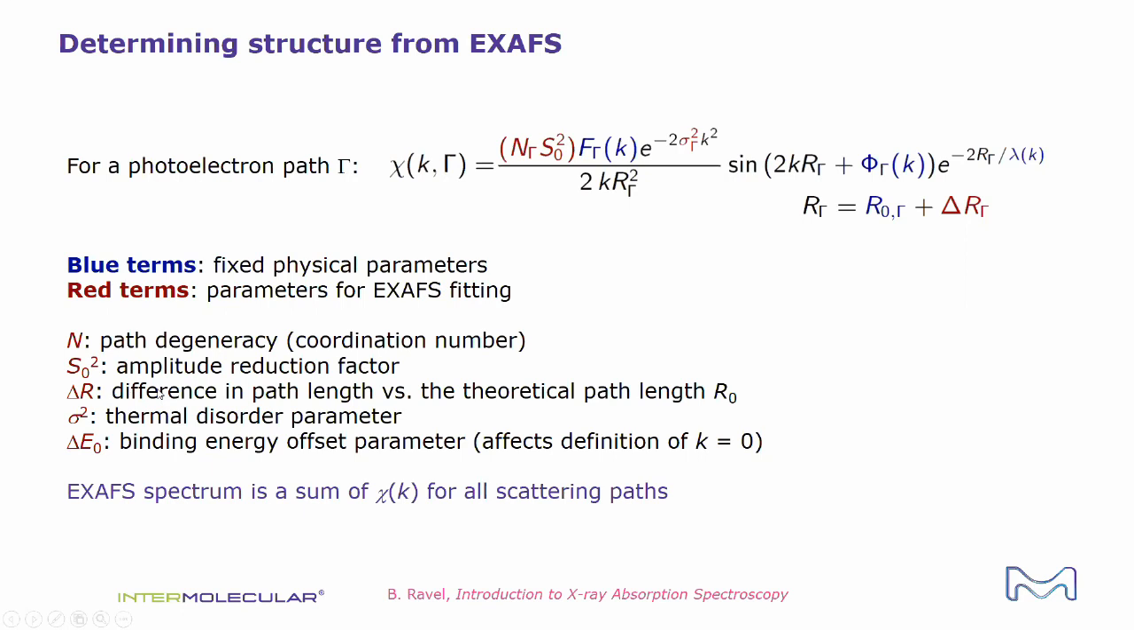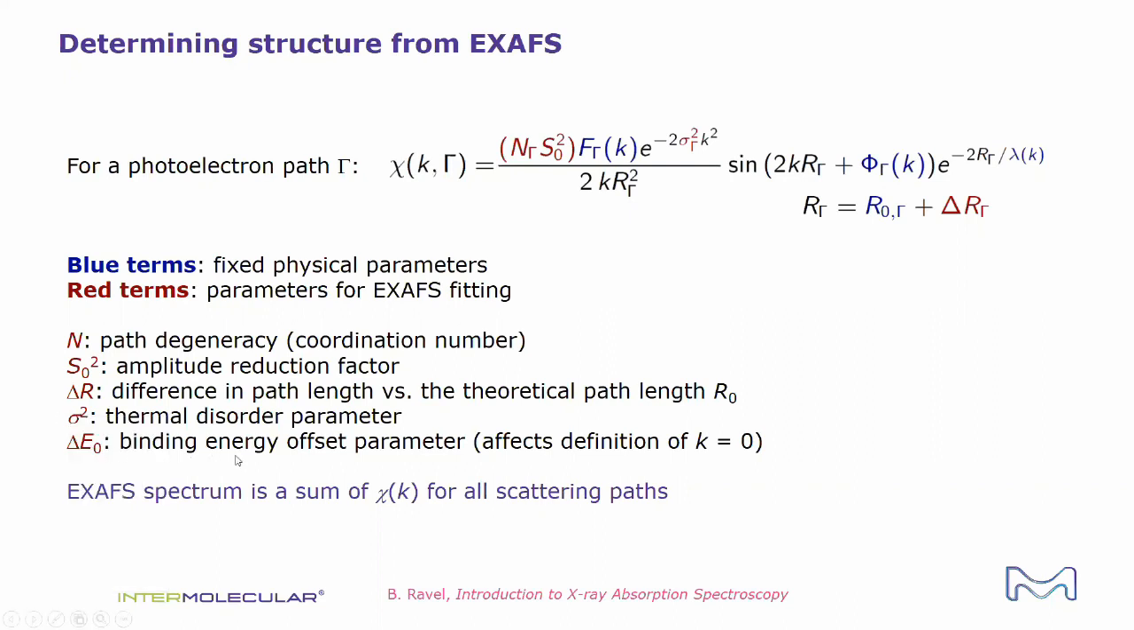Delta R is a difference in path length versus some theoretical path length R naught. Usually we're not thinking about the whole length as the variable, but rather some perturbation of that. Then there are thermal disorder parameters. I should say that the thermal disorder parameter is often used to describe other kinds of disorder as well, not just thermal disorder, but it's just generally a broadening in the bond length distribution. And the binding energy offset parameter.